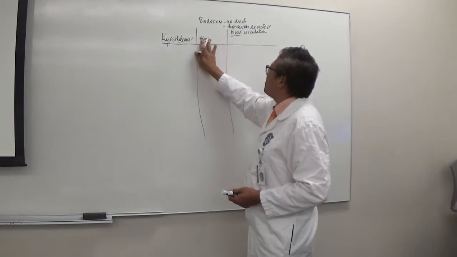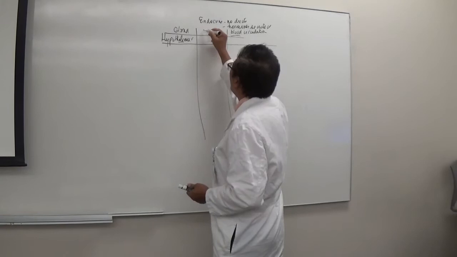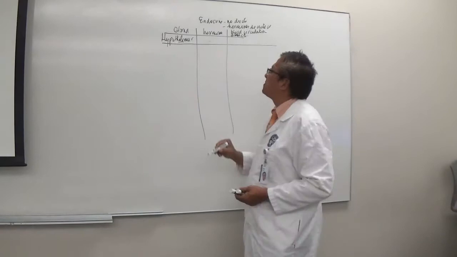So let's bring it up here. So hypothalamus is one of them, the gland. And then on the right here would be what hormone they produce. And then we can put their function. So what are the two hormones produced by the hypothalamus? ADH and oxytocin. Okay, ADH and what's the other one? Oxytocin. Very good.